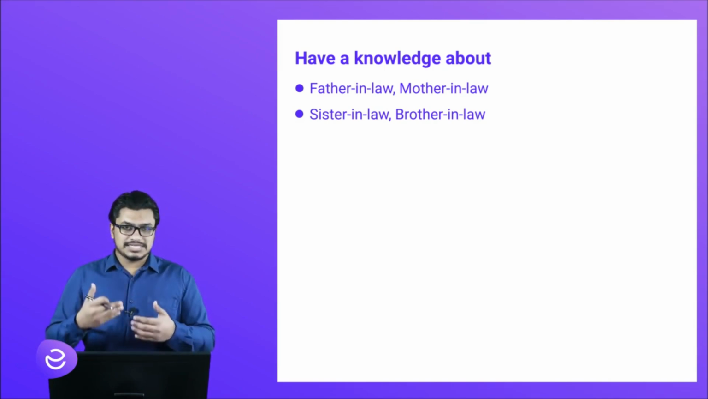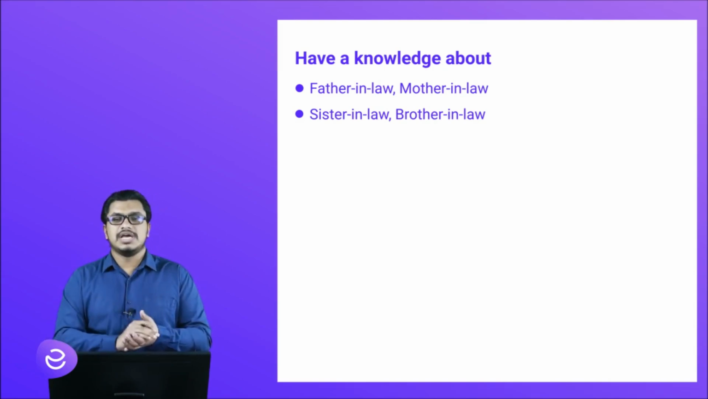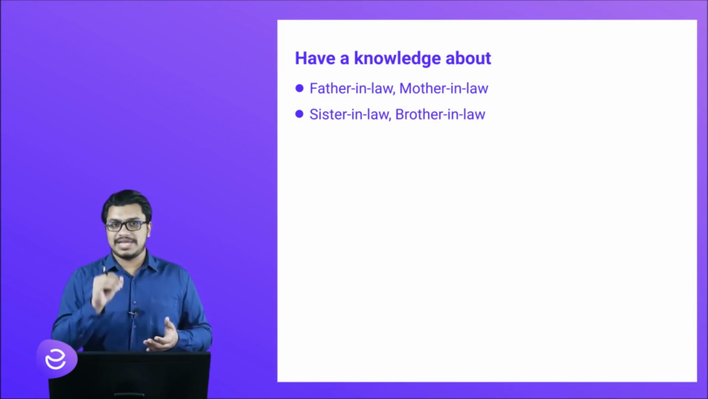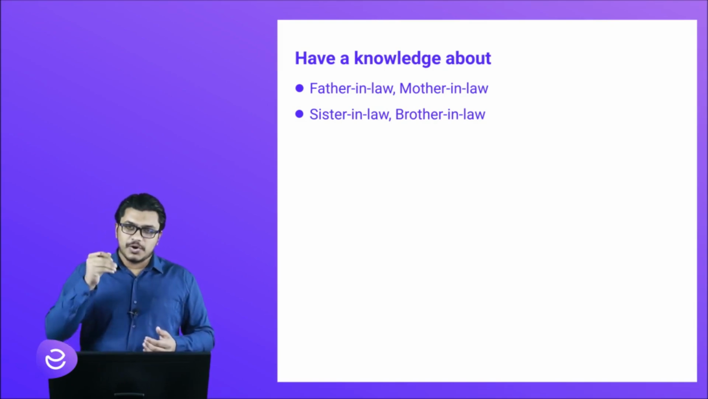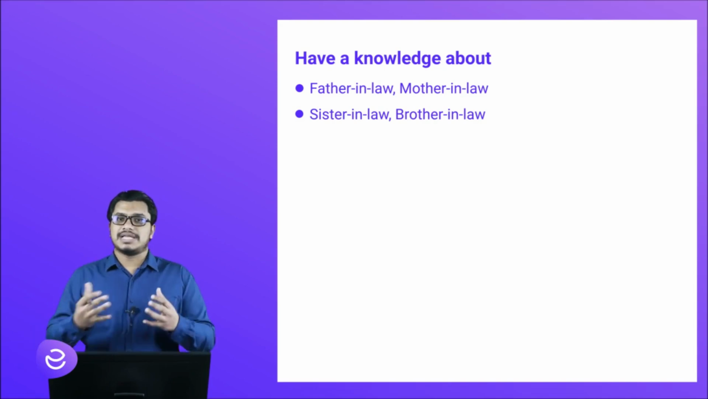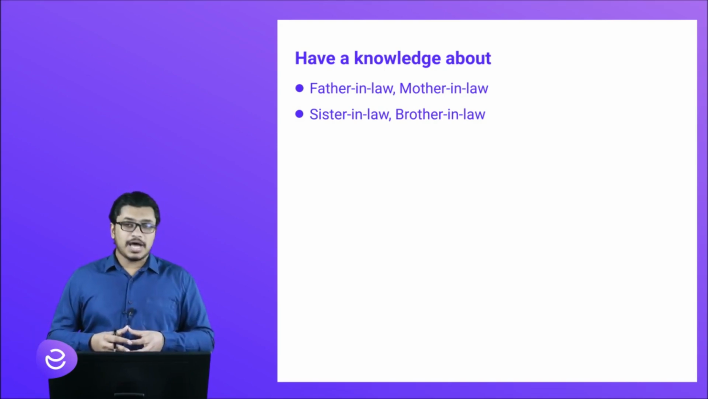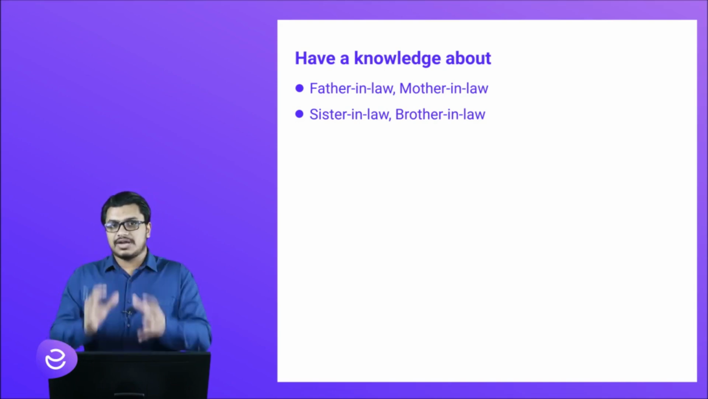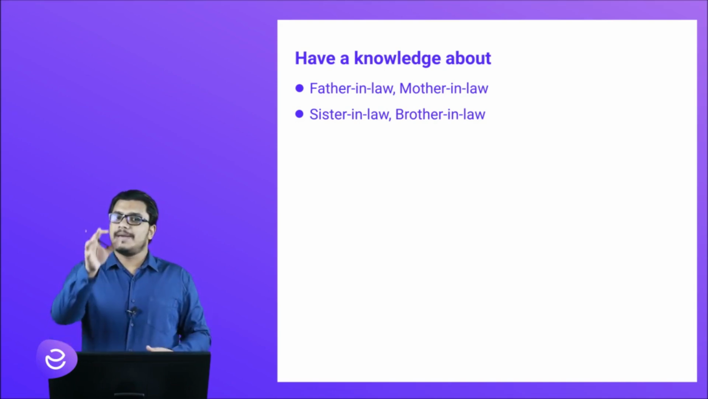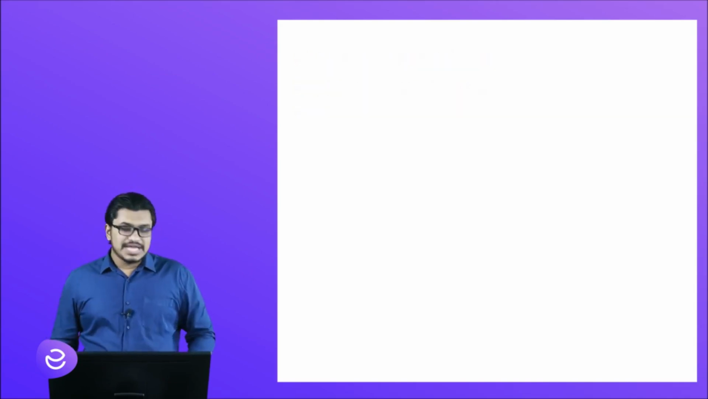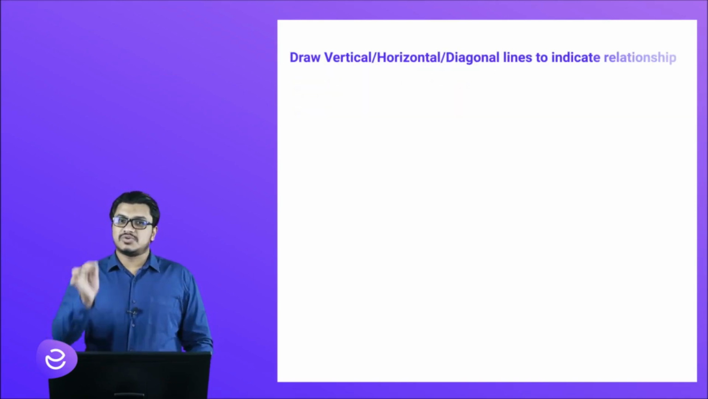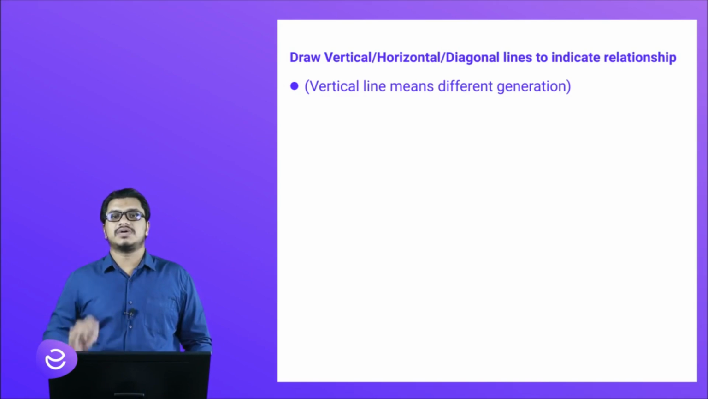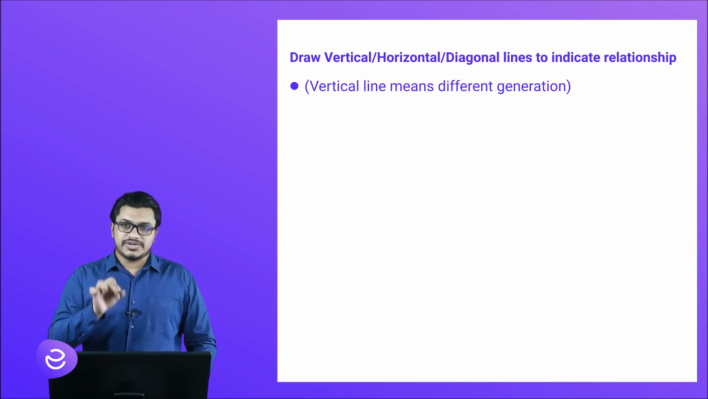So, as I said before, you'll have to use a pen and paper, and then do the problem just like doing a mathematical problem. Now, this was the first major guideline, that is to have knowledge or information about the people within your family. The second major guideline is to draw vertical or horizontal lines while denoting relationships.